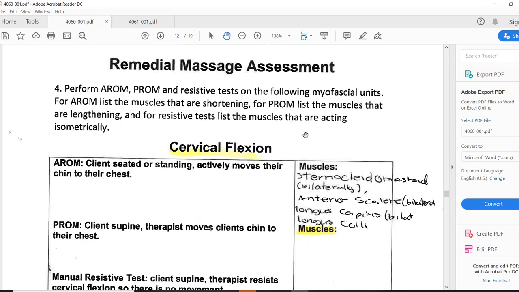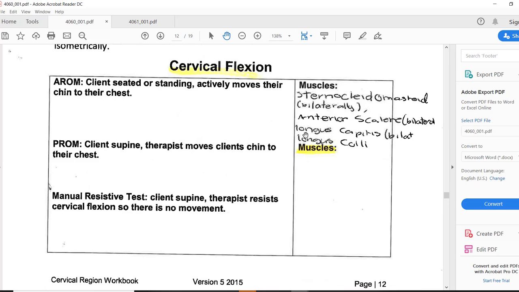For part 4, you need to identify the muscles that are working actively, passively, and with resistive testing. So the scenario is being given and just identify the muscles. So for cervical flexion, active range of movement, the client is seated or standing and actively moves their chin to their chest. Passively, the client is supine and the therapist moves the client's chin to their chest. And resistive test, the client is supine and the therapist resists cervical flexion, so there is no movement.